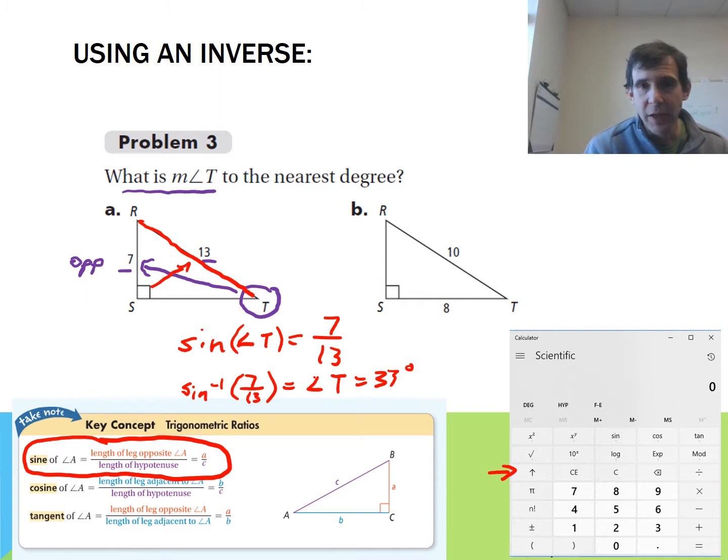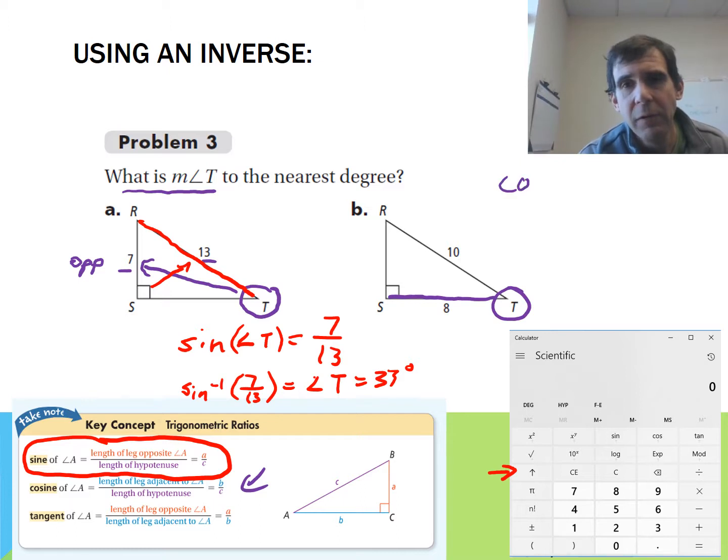Okay, so B, think about what ratio you want to use and get that set up. So B is going to have angle T again. So we've got our adjacent side. We've got our hypotenuse. What are we going to be looking at? Cosine, right? So cosine -1, okay, it's going to be adjacent over hypotenuse. So 8/10. And that's going to equal the measure of angle T.